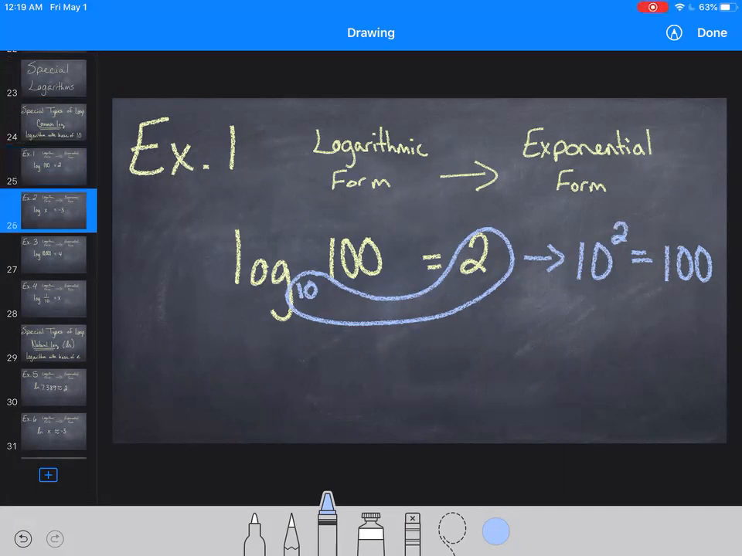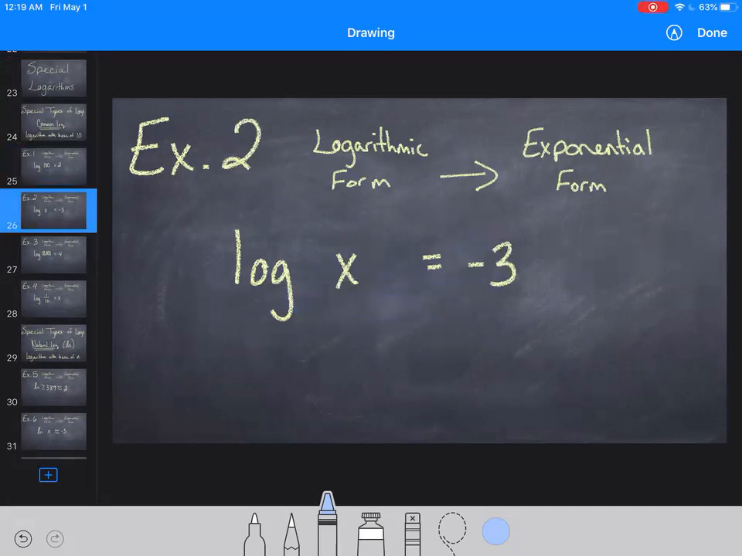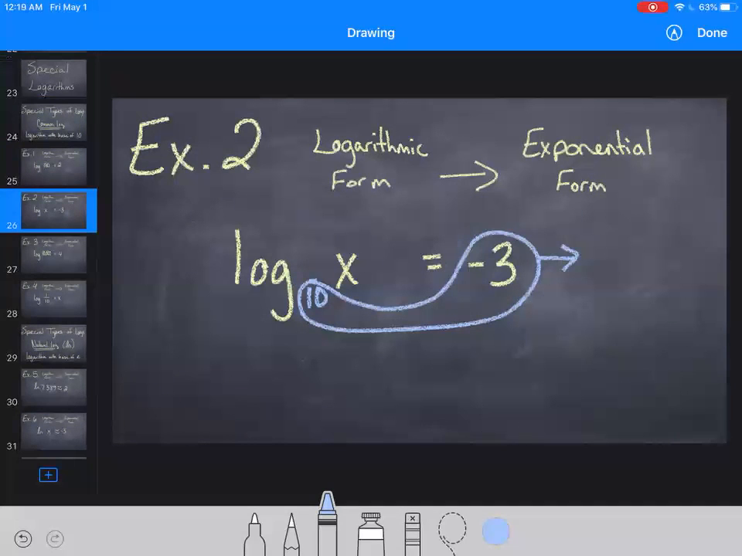Let's take a look at example 2. On example 2, I'm trying to rewrite it into its exponential form. Well, I can see that my base is missing. I go ahead and write down my base of 10. I circle my base and my answer. And whenever I rewrite it, it becomes 10 to the negative 3 because it's our base to our exponent and it's equal to our argument.